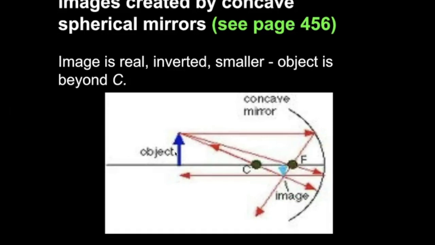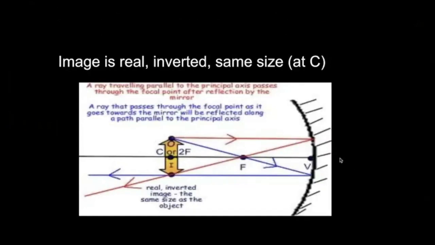Now, if my object starts out way out beyond the center of curvature, any image I form is going to form in between the center of curvature and the focal point, and it's going to be smaller and it's going to be inverted. And I'm just going to show you what happens as you get closer and closer. So now I bring that object into the center of curvature, and as I said, the image will form at exactly that place.